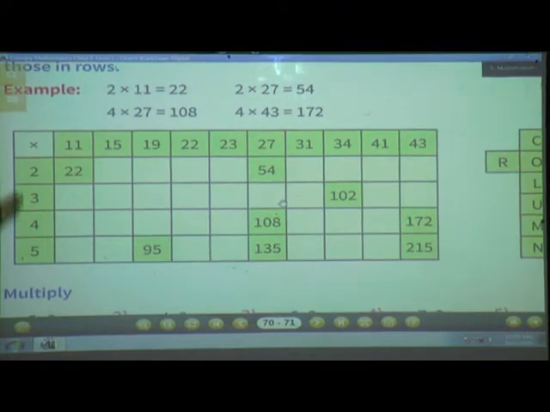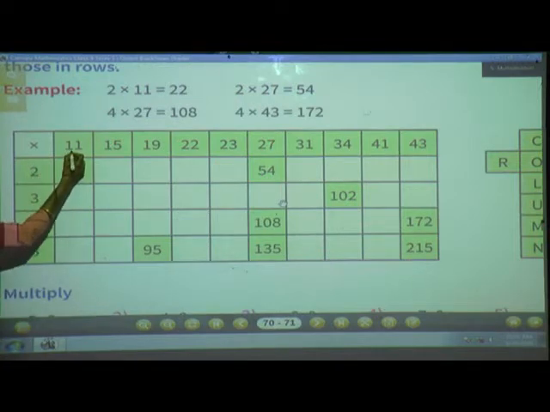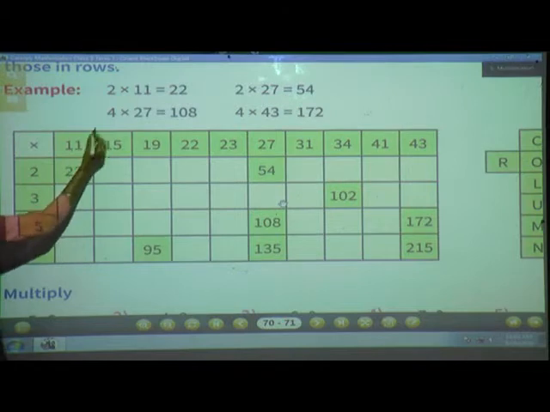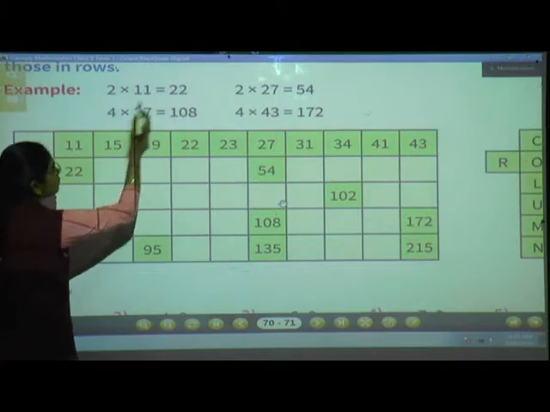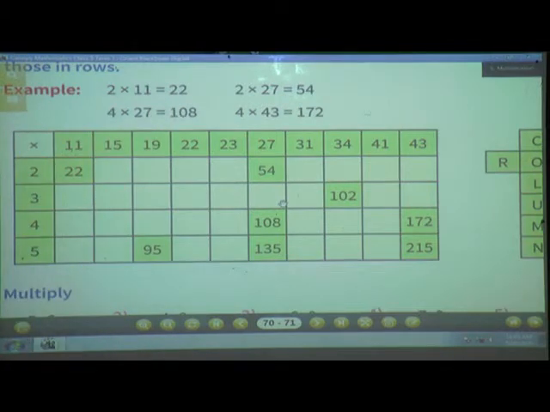Now we will see this column. First of all they are given the multiplication sign, then 2, 3, 4, 5. Now what do we have to do? We have to complete this table by multiplication. First of all, see here 2 into 11. 2 into 11 is equal to what? 22. Now you can do the multiplication and write the answer.